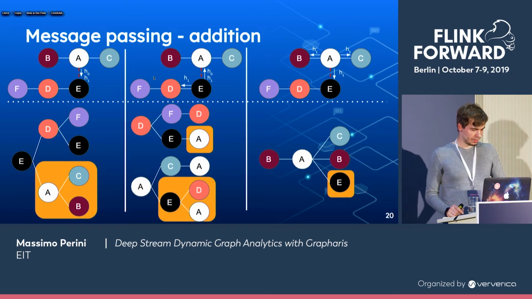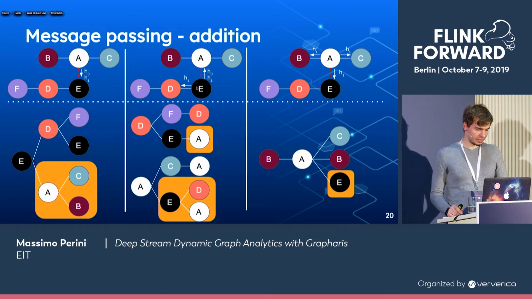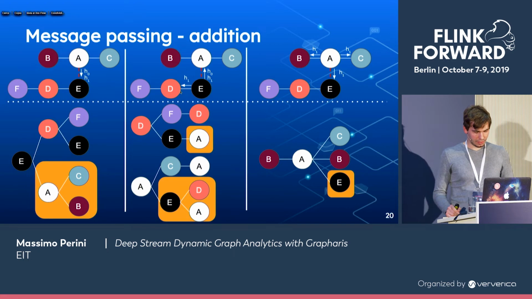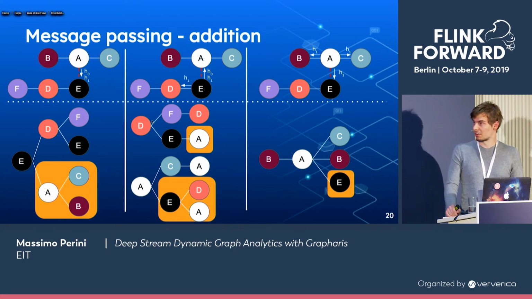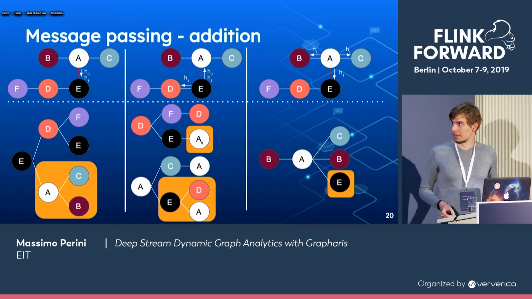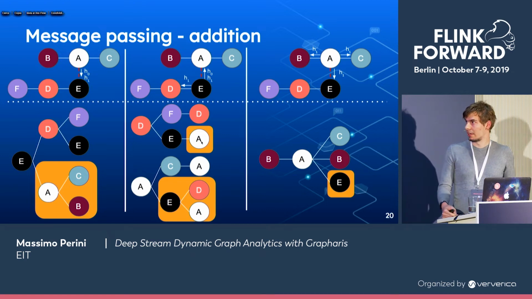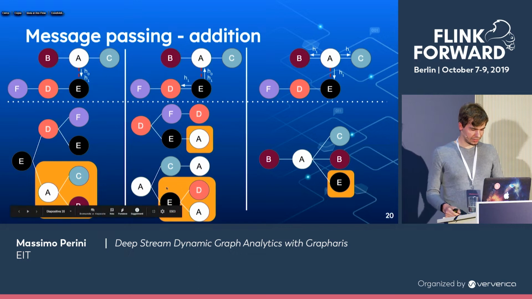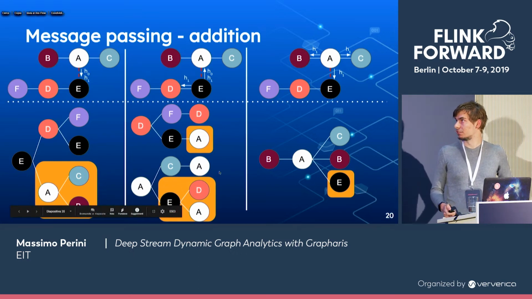Vertex E, then, as I said, shares the new vector to the neighbors. In this case, for example, vertex D. Vertex D then knows that E aggregates also from A, and so it can recompute only the second layer of the graph's edge and update the prediction. And this is the same as for all the other vertices, basically.